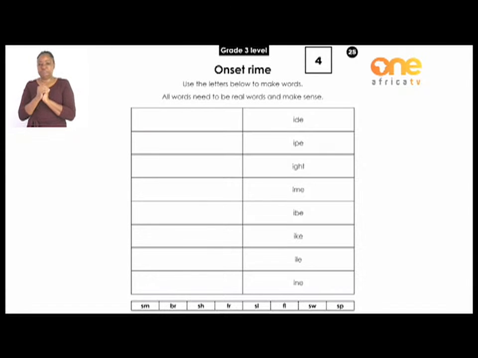Now you see why you have to go through all the sounds and all the words together, because sometimes a sound can match for more than one word, which is why when you use it, you must cross it out so that you don't use it again.